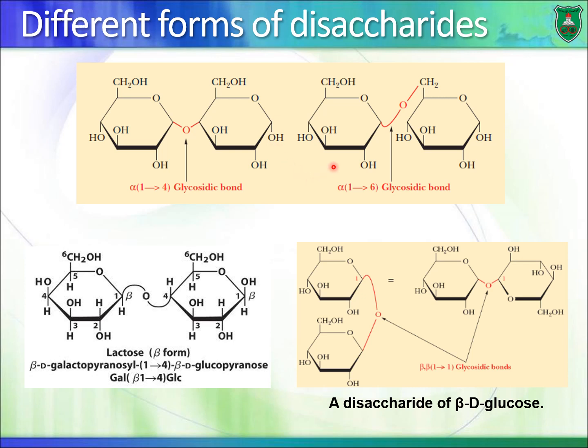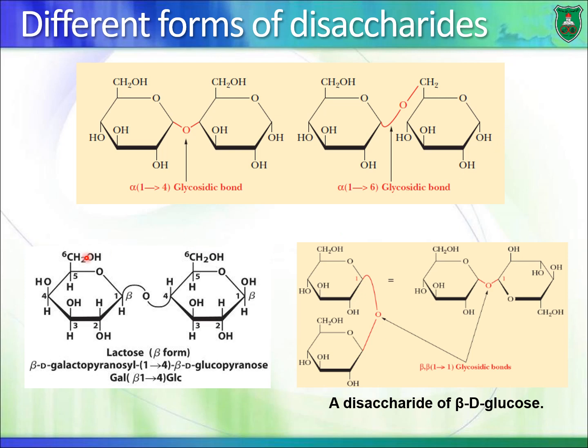Now, look at this molecule right here. What are these two residues? Look at them carefully. They are glucose molecules as well. But look at the glycosidic bond. It's between carbon number 1, the anomeric carbon, and carbon number 6. So the glycosidic bond is alpha, because it's going downward, alpha 1,6. How about this one? Is it in the alpha or beta orientation? It is also in the alpha orientation.